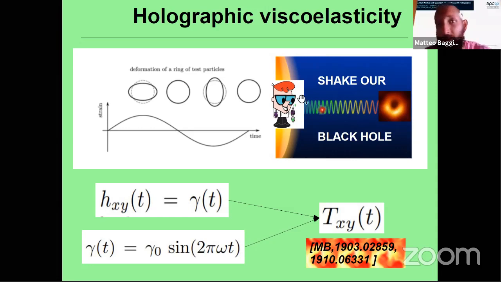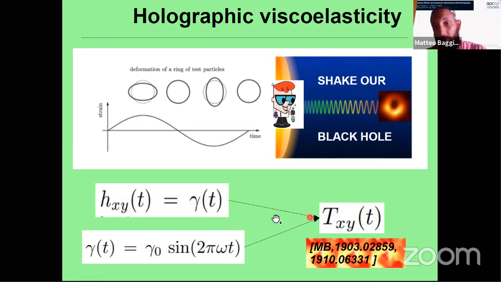And how do we shake a black hole? Well, a mechanical deformation is nothing else than a gravitational wave. Whenever a gravitational wave passes through a black hole, the black hole is deformed, right? That's exactly how we detected gravitational waves, and that's exactly what we're going to do. Here we put in a gravitational wave, h_xy, which has a time dependent profile, a periodic time dependence. Then we want to see how the stress tensor reacts to it. So we will do exactly the analogue of that experiment, but in our holographic framework.